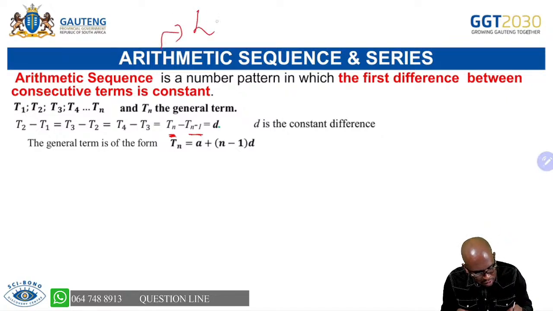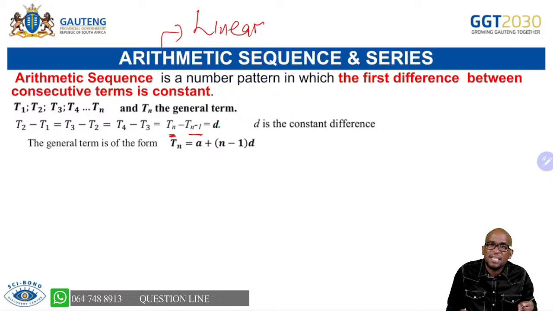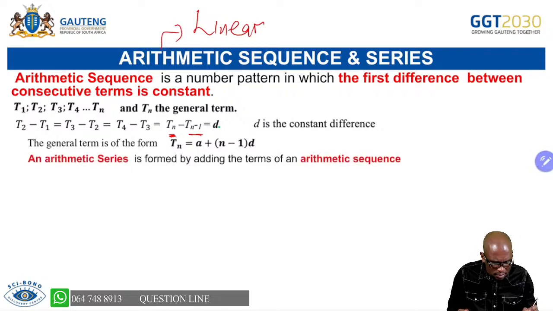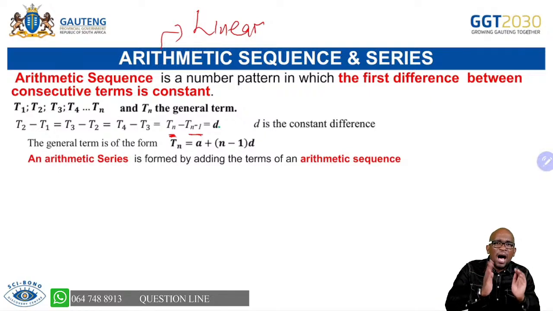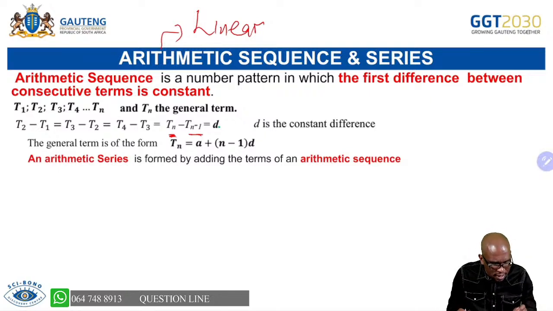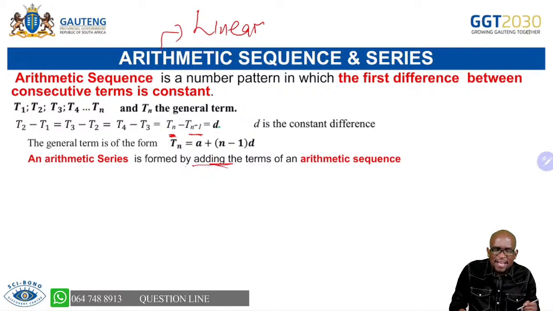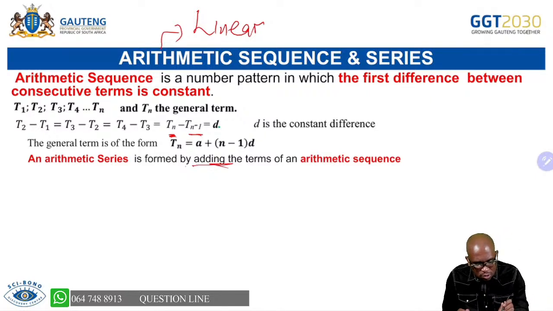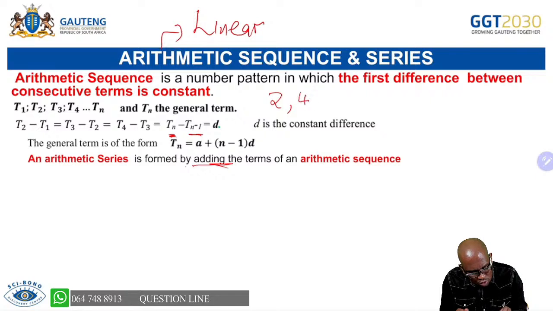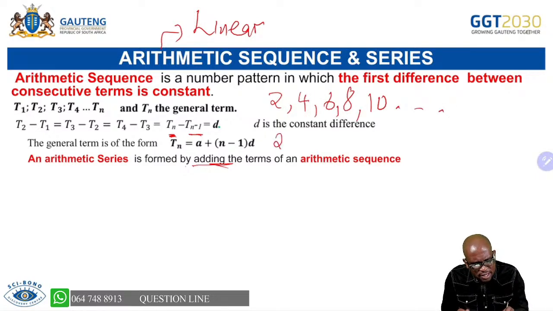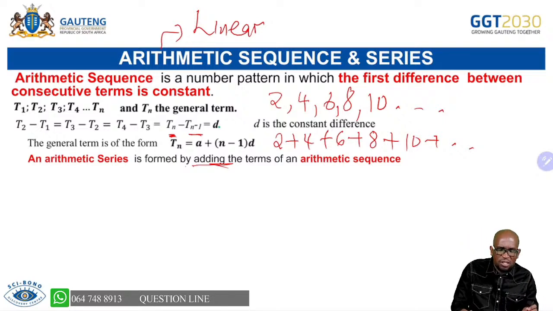Remember, sometimes this is referred to as the linear sequence. It's the same as that. So now we look at the series. Remember, the series is the answer that we get when we add. So an arithmetic series is formed by adding the terms of an arithmetic sequence, which means if you have an arithmetic sequence 2, 4, 6, 8, 10, and so on, to make this a series, you are going to add these terms. So you are going to add the terms that make up an arithmetic sequence. That is an arithmetic series.